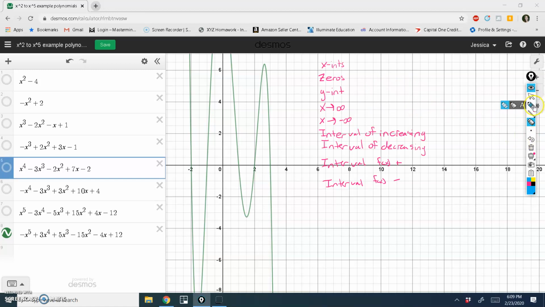Okay, all gone. Finally. With this guy, this is to the fifth power, so notice we have a lot of ups and downs. We have one more x-intercept than we did.